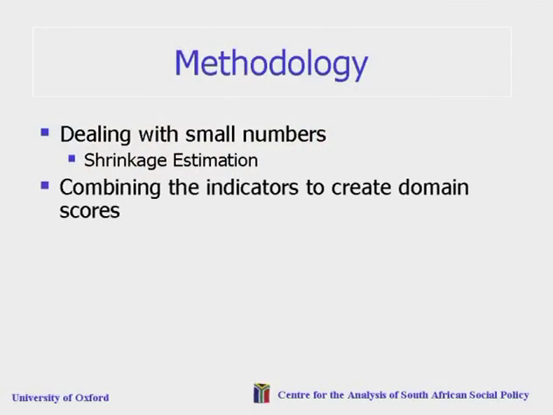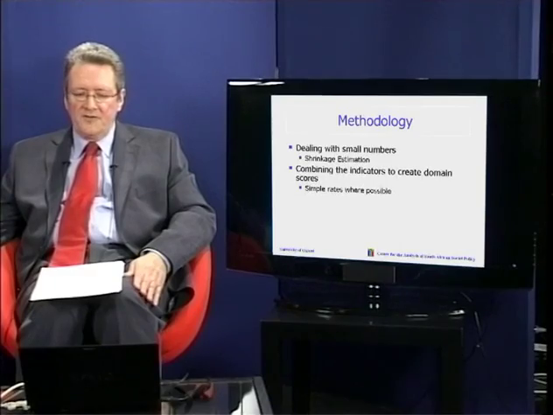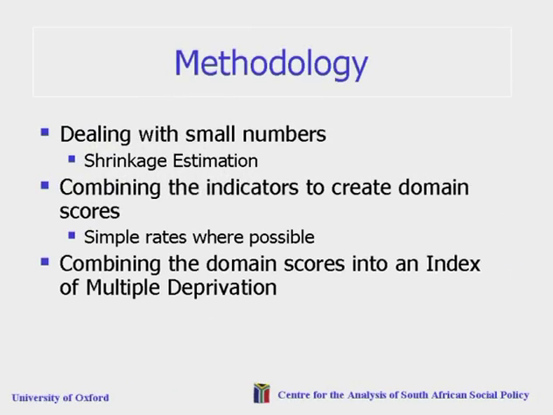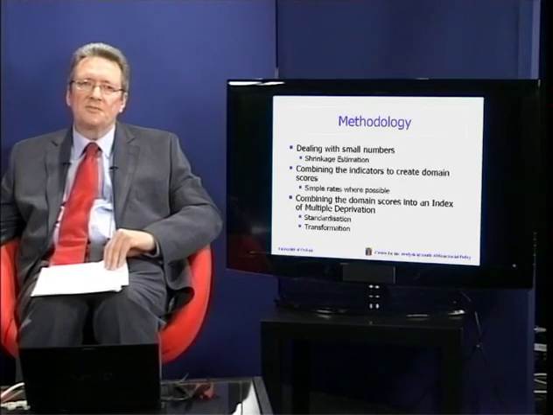Next, one needs to combine the indicators to create domain scores, and this in all cases except health is a simple proportion. And then finally, one has to combine the domain scores into an overall index of multiple deprivation, and you do this by, first of all, standardizing, then transforming, and then aggregating the transformed scores. Now, I'll talk a bit more about the standardization and transformation process.